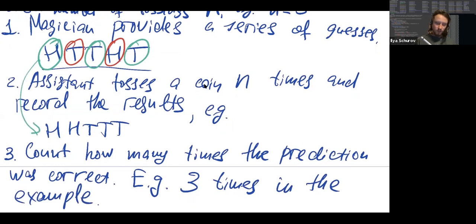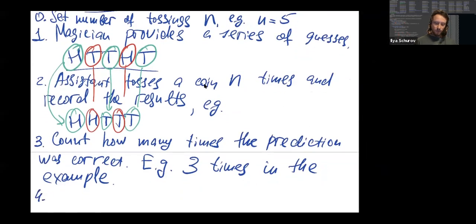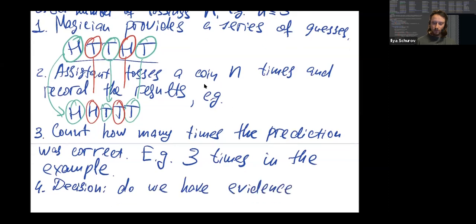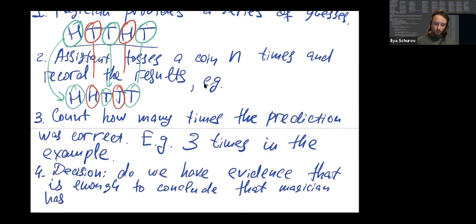So I compare this with this, and this with this, and here I compare like this. We see that at these positions, the magician is correct, and in these positions, the magician is incorrect. So now we calculate how many times the magician provided a correct guess. And after that, we have to make a decision. Do we have evidence that is enough to conclude that the magician has paranormal abilities?